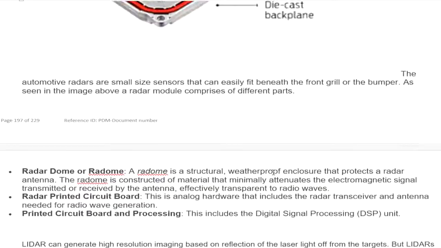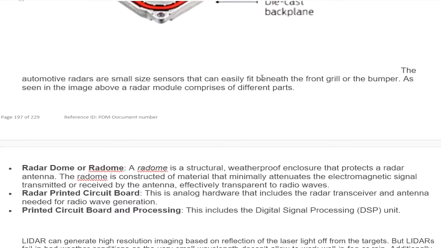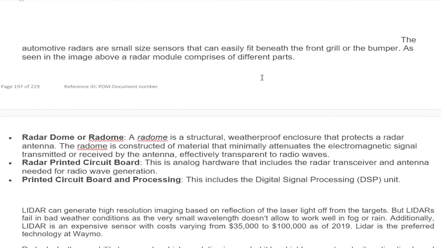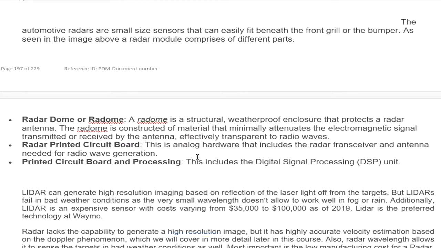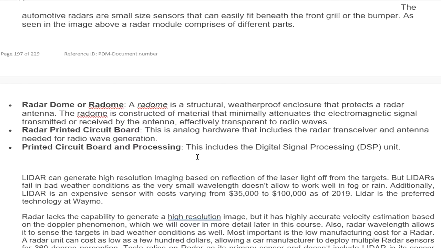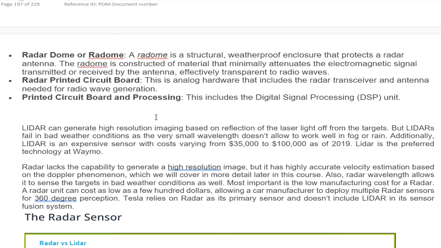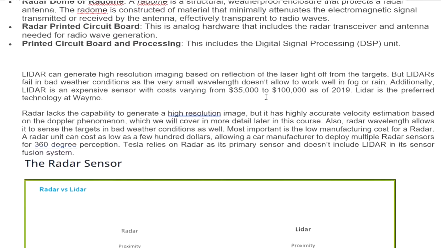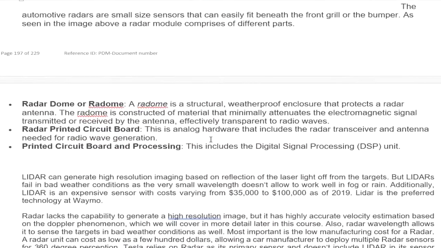The radar dome is a weatherproof enclosure that protects the radar antenna. The radar dome is constructed of material that minimally attenuates the electromagnetic signal transmitted and received by the antenna, effectively transparent to the radar waves. The radar printed circuit board is analog hardware that includes the radar transceiver and antenna needed for radio wave generation. And the last one, the digital signal processing board, is the board that processes the signal.